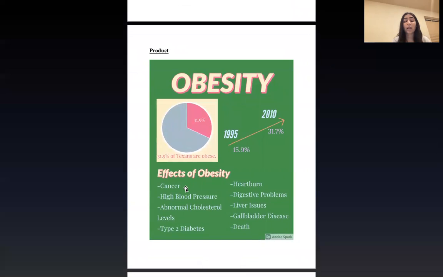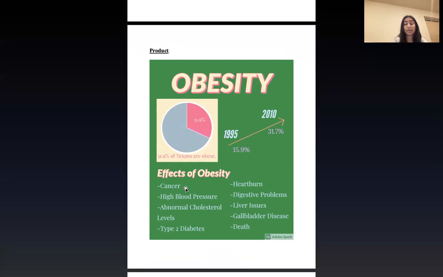This brings me on to my actual product, which was my public service announcement in the form of an infographic. I first put the topic obesity at the top and explained some of the different statistics. The first statistic that I chose was that 31.9% of Texans are obese, and I explained this in a pie chart.